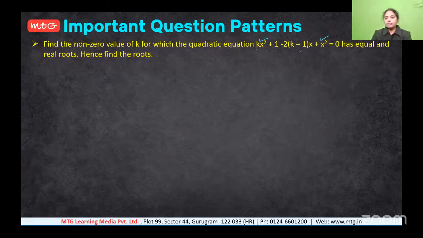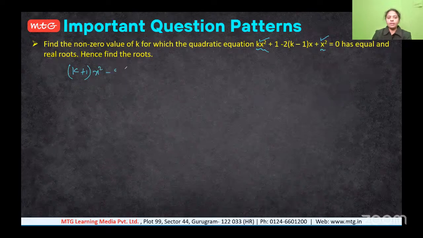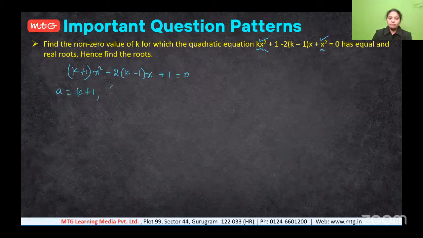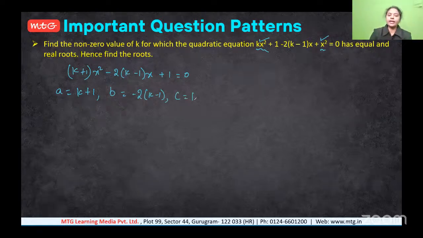तो ये दो टर्म्स में से जो कुछ भी x square है, I can take x square as a common. I can make it as k plus 1 into x square minus 2 times k minus 1 into x plus 1 equals to 0. This is the standard form of this equation. अब इस इक्वेशन में मेरे पास जो a है वो है k plus 1, b जो है minus 2 times of k minus 1 and c जो है 1.